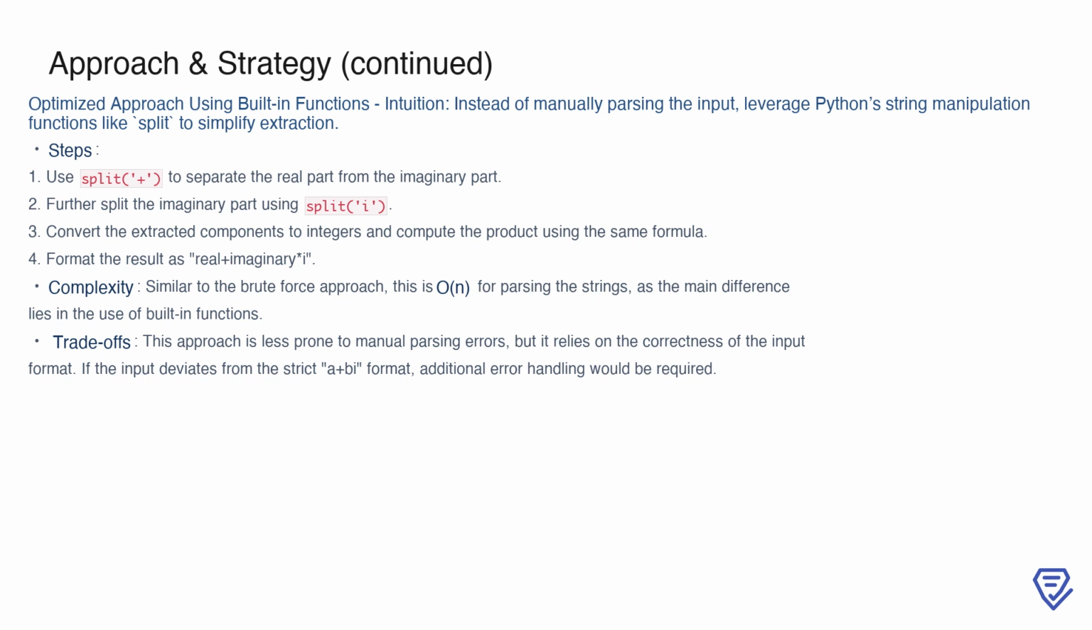This approach has the same O(n) complexity as the brute force method since parsing still depends on the input string length. However, by leveraging built-in functions, we reduce the likelihood of manual parsing errors. The trade-off here is that the approach assumes the input will strictly follow the A+bi format. If the input deviates from this structure, additional error handling will be necessary to ensure robustness.